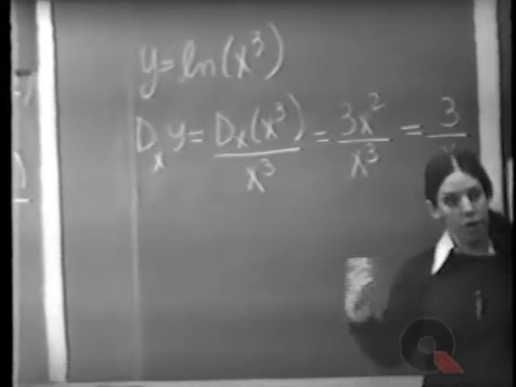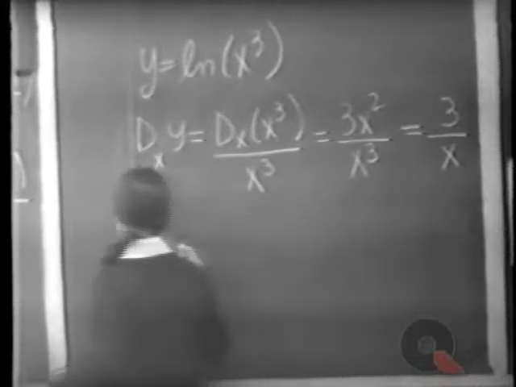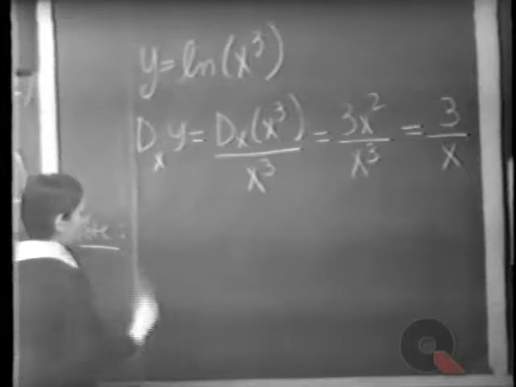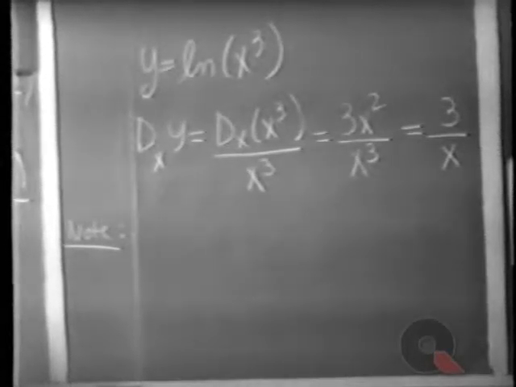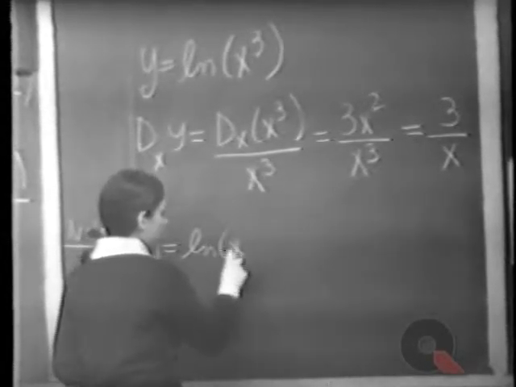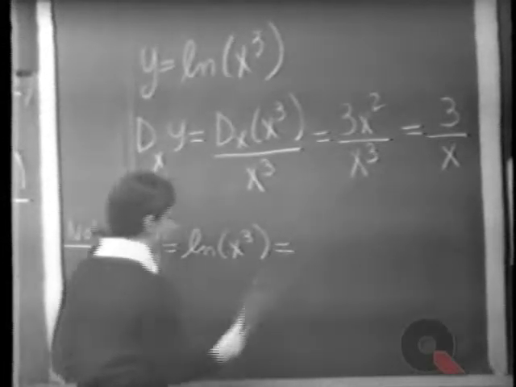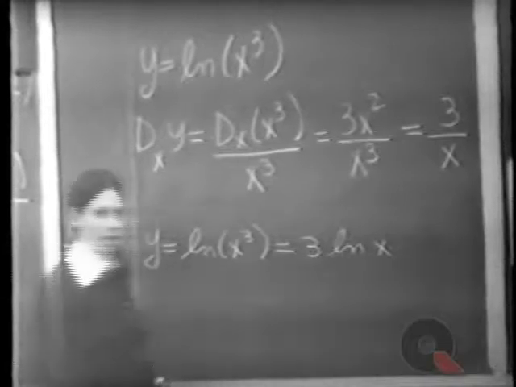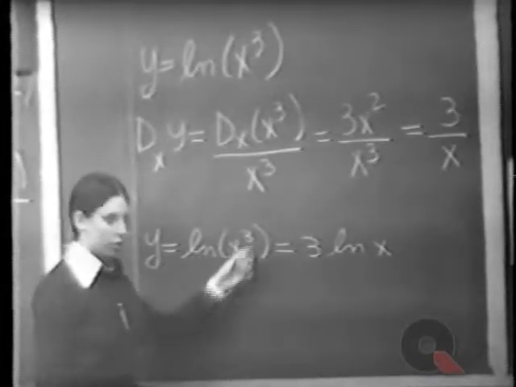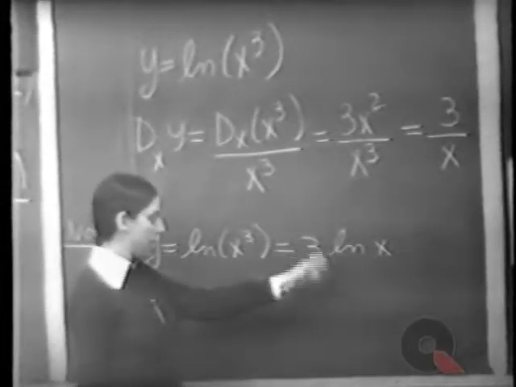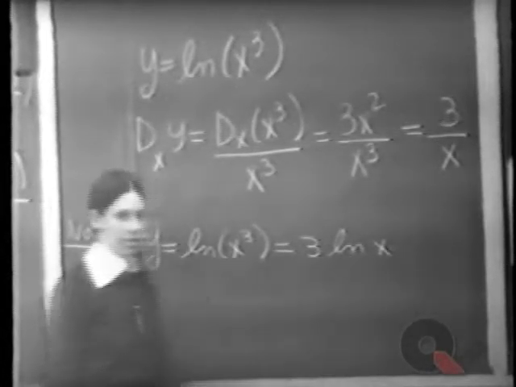By the way, another way to do this problem would be to make use of one of the properties of logarithms that is proved in Chapter 8, Section 1. This property tells us that the natural log of x cubed can also be written as 3 times the natural log of x. If we have the natural log of x to a power, we can bring the power down in front and make it the power times the natural log of x.